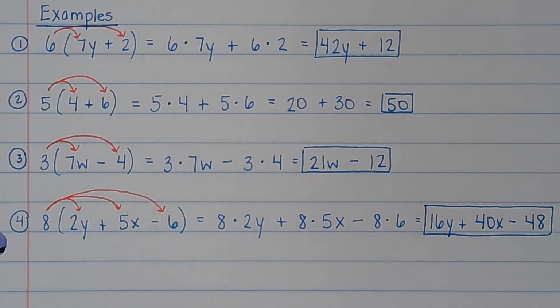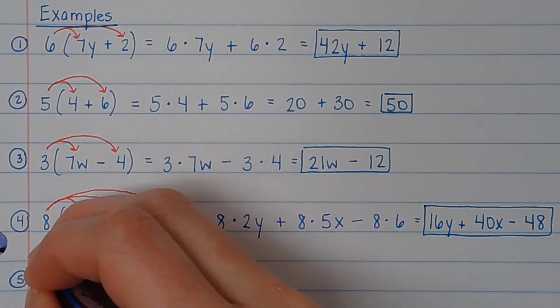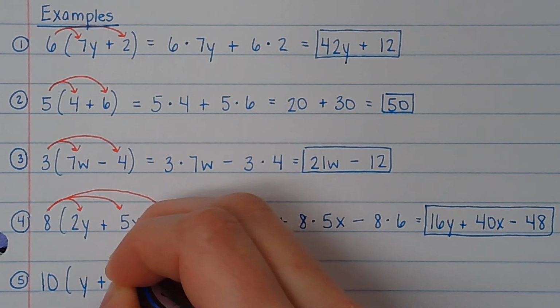So if it's got 3 numbers in there, you don't do anything different. You still just take them one at a time. Now sometimes you might have one that looks like this: 10 times y plus 3/5.